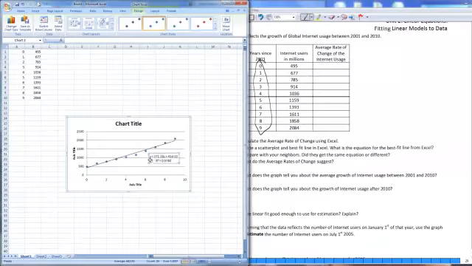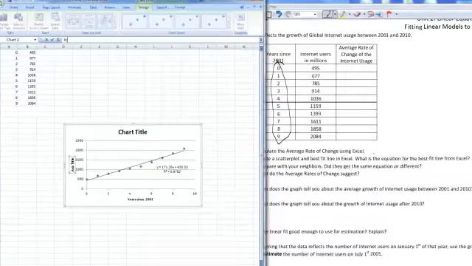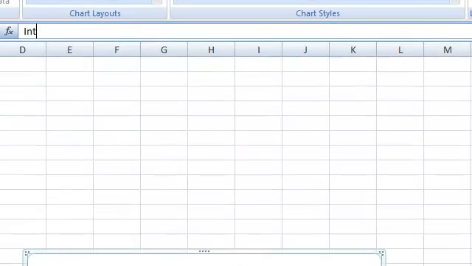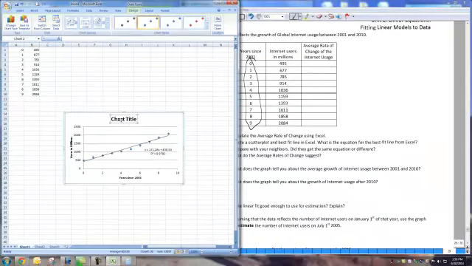Kind of like that. Let's put an axis title here. So this is years since 2001. This is internet users in millions. Make sure you put your unit, because this is not 500, this is 500 million. And I'll call this "Global Internet Usage" as the title of my graph.